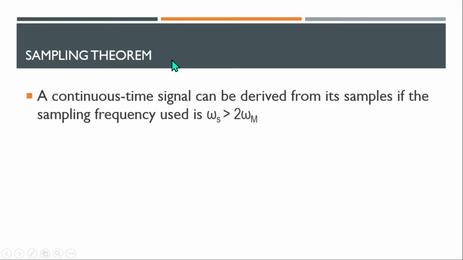The sampling theorem is the main basis in signal theory. The sampling theorem states that a continuous time signal can be derived from its samples if the sampling frequency used is ω_s greater than twice the value of the maximum frequency contained in the signal.